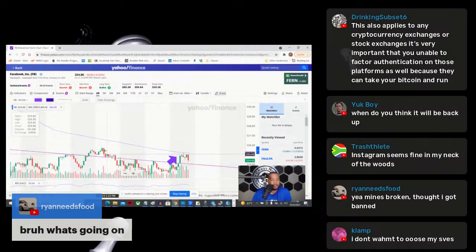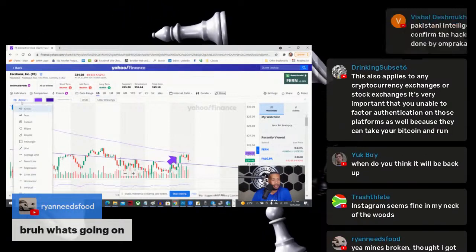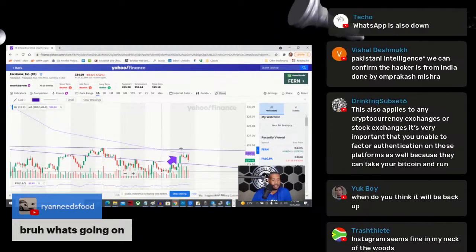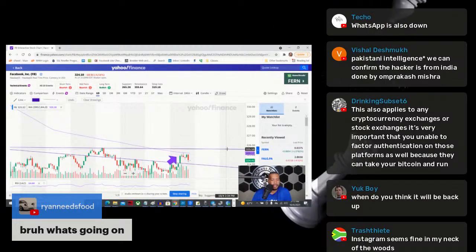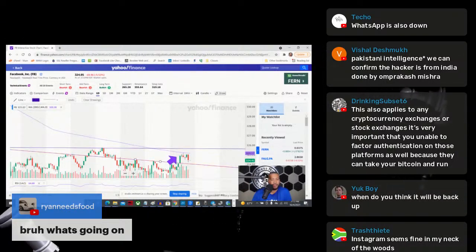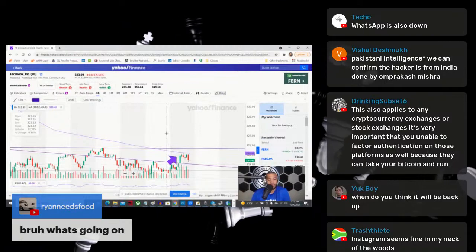It has to pass this resistance to be a true recovery though. Let me see. So it has to get past roughly 325.50. And then if it reaches past that, we know we're in a small intraday recovery.